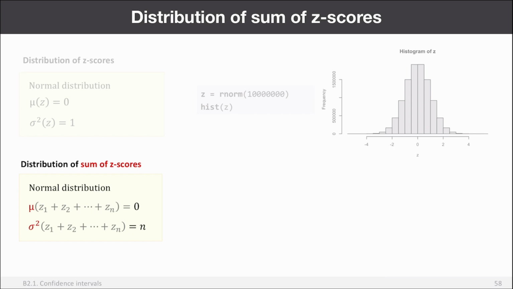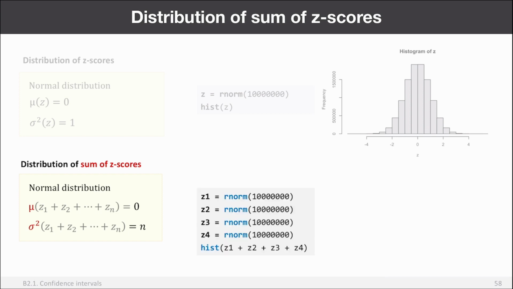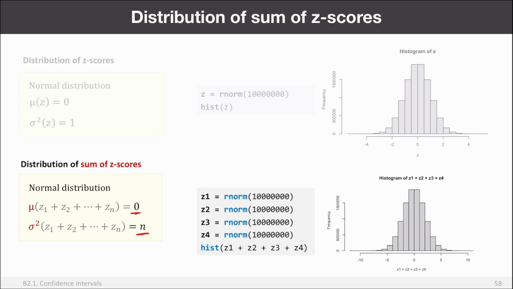We also know something about distribution of sum of z-scores, right? If we take a sum of z-scores, then this distribution will have average also 0, but variance will be equal to n, and therefore standard deviation will be equal to square root of n. That's what we discussed in one of the first videos in this learning sequence, right? So this is what you already know.